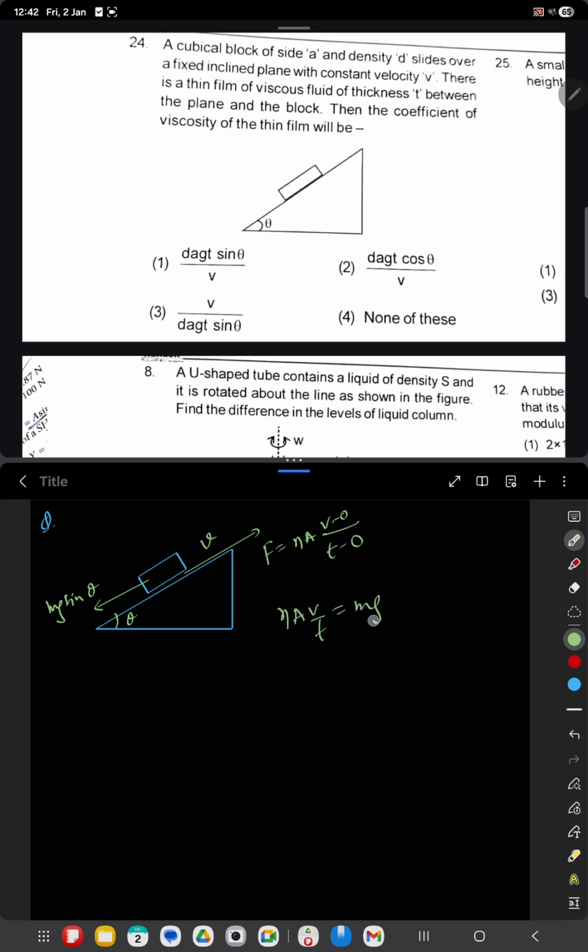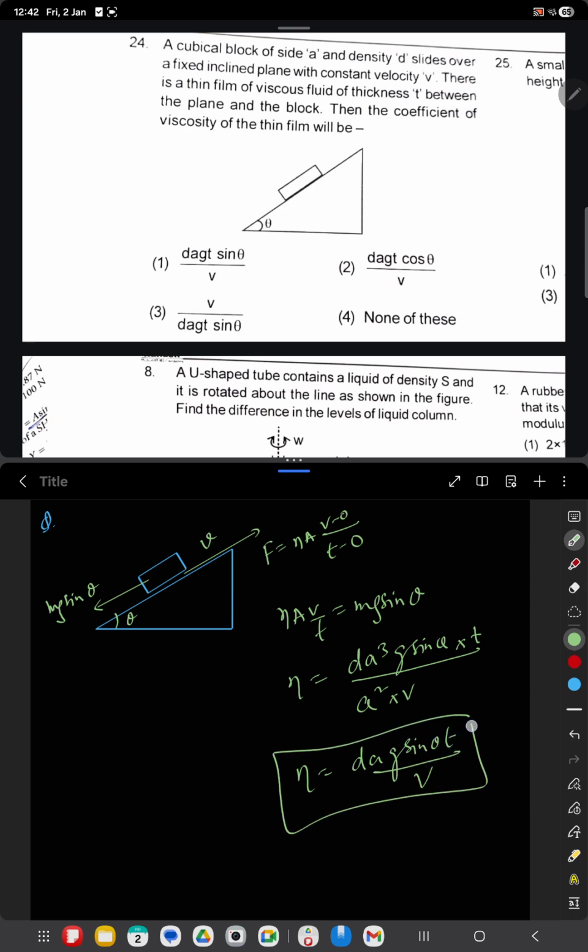So you just equate all those. Eta A v by T is equal to mg sin theta. So eta is equal to mg sin theta T by A v. Density is given and the cubical block side is given, so m you may write as D into a cube, and area is a square. So the answer is D a g sin theta T by v. Option 1 is the correct answer. As in the question it is given that the block is moving at constant velocity, the net force will be balanced, because velocity is there but acceleration is 0.